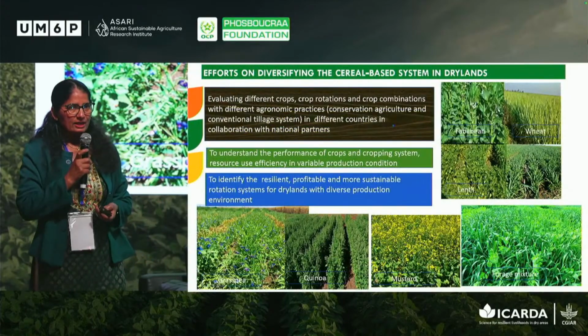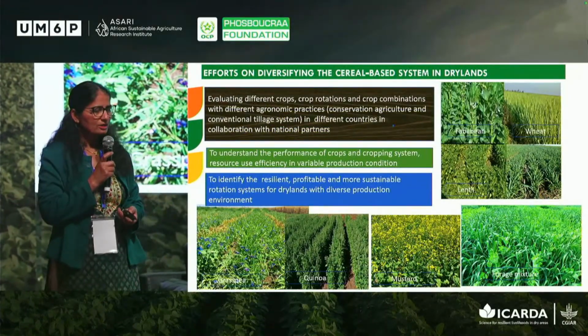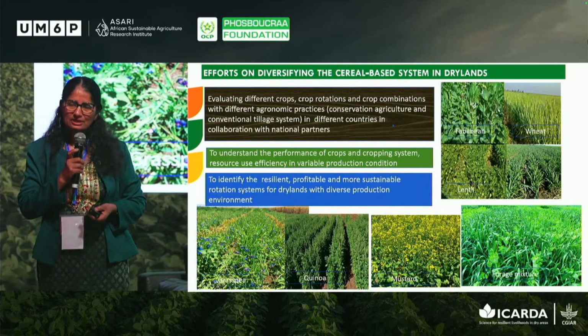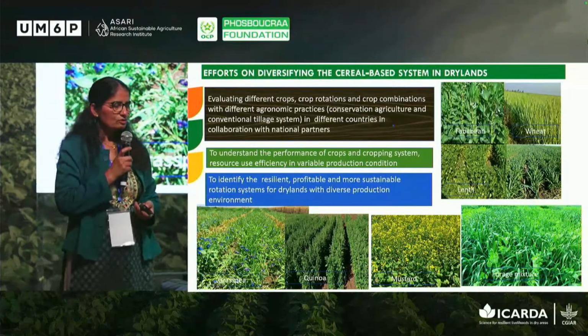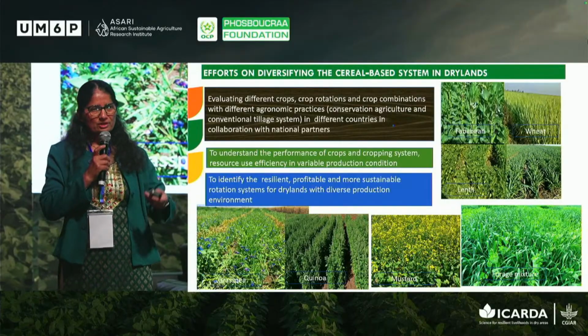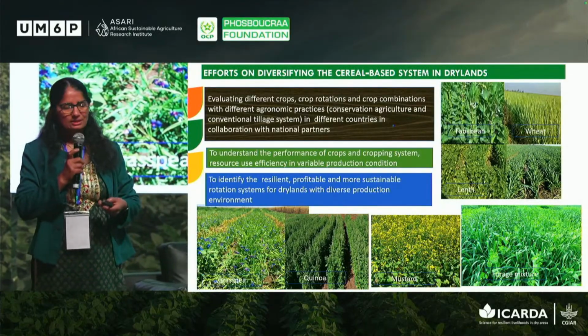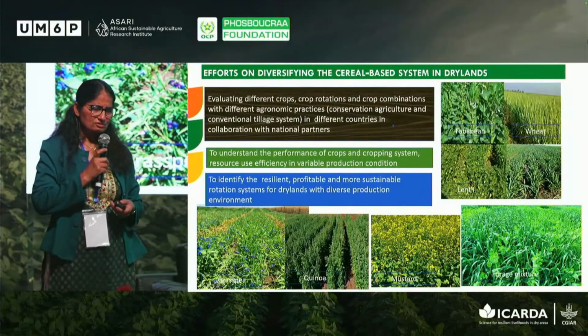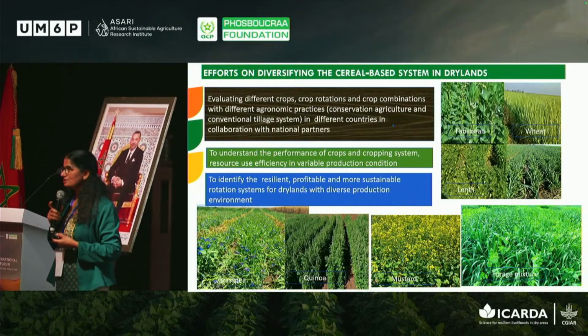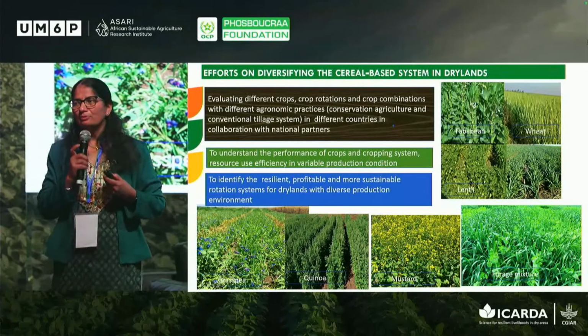And how ICARDA is working is that we have been evaluating different crops, crop rotations and crop combinations with different agronomic practices, on both conservation and conventional systems, in different countries in collaboration with national partners. It is also to understand performance, not only from the crop perspective; we have to always look from the system perspective. Yeah? So this is all the objective, and we have been introducing several crops in the rotation system. My quick observation, from my 7 years of experience, is that we have to include at least 33% legume in the rotation system, which is more beneficial, because we have this rotation system experimentation.